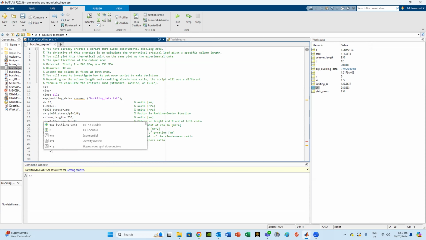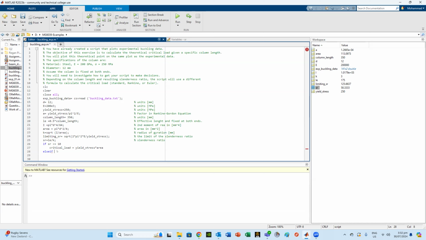Else if, but that one should be the slenderness ratio for it. So instead of yield stress, we could say slenderness ratio, SR, because it's not the yield, it's less or equal 10, then the critical load equals the yield stress multiplied by the area. That's the slenderness ratio condition.